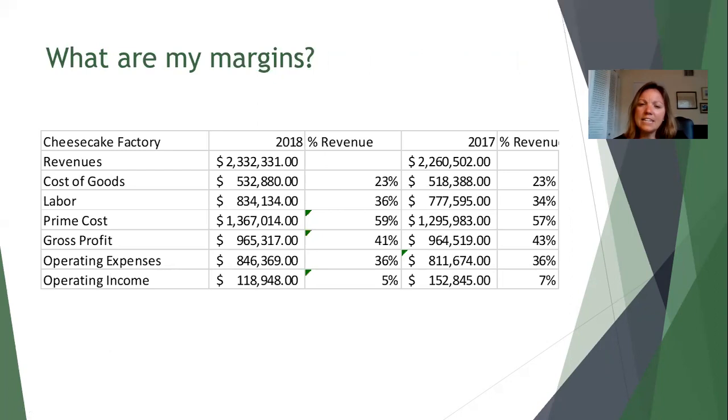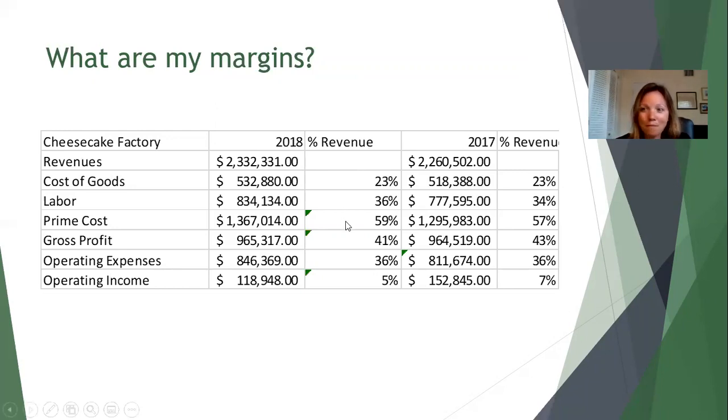So if we took 2018 and 2017 as a percent, you would see some changes. So again, cost of goods is 23%, which is very good. I think all of us would say that's a really good number. But again, they have a lot of volume, so I'm sure their pricing is very good as well. Their labor is 36%.